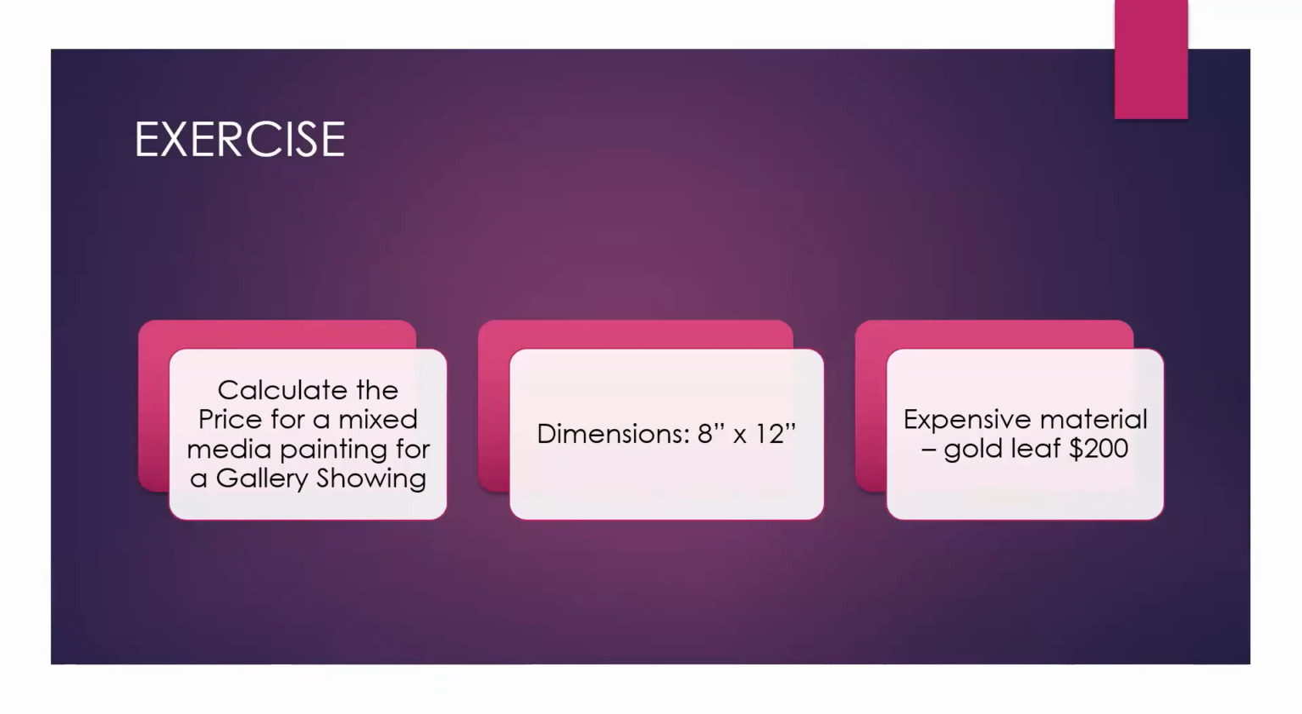Now look at this exercise. You can pause the tape and calculate this on your own. So just pause the video and do the calculations. The price for mixed media painting for gallery showing, all right, that's a hint there, gallery showing, the dimensions of the work, 8 by 12 inches, and you're using expensive material that you want to add into pricing this work. So $200 for gold leaf. So pause the tape and calculate.